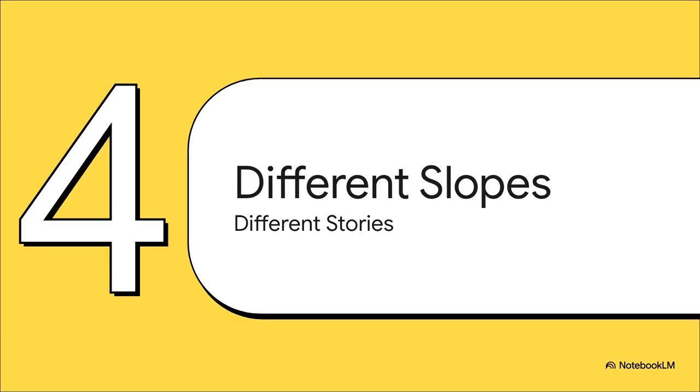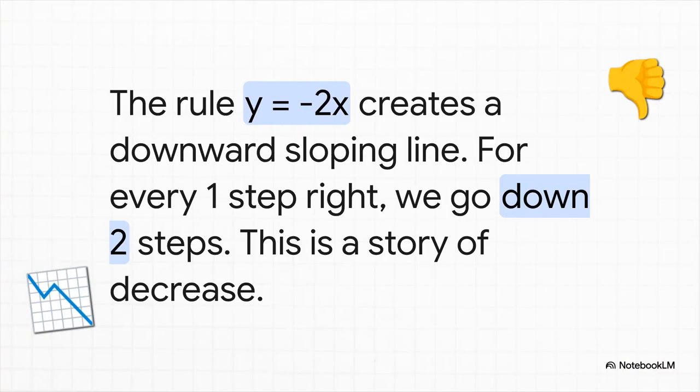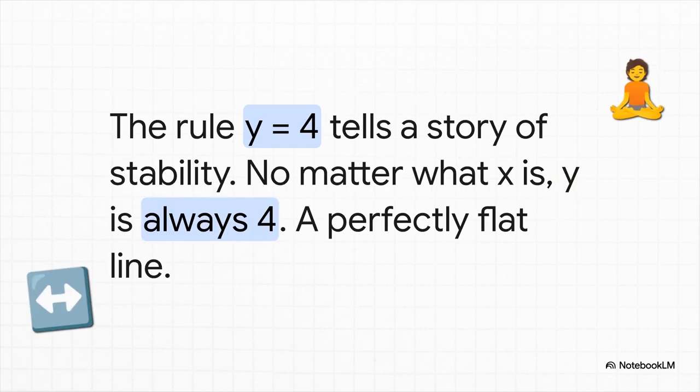Now that we know how to build one story, let's see what happens when we change the script. Because, as you're about to see, different rules, different equations create very different looking lines that tell completely different stories. Okay, let's look at a new rule. y equals -2x. Whoa, when we plot the points for this equation, the line goes down. This tells a story of decrease. For every one step we take to the right, we actually go down 2 steps. And what about this one? The rule is just y equals 4. That's it. No matter what x is, y just stays the same. The story here is one of stability. No change whatsoever. It's just a flat, horizontal line.